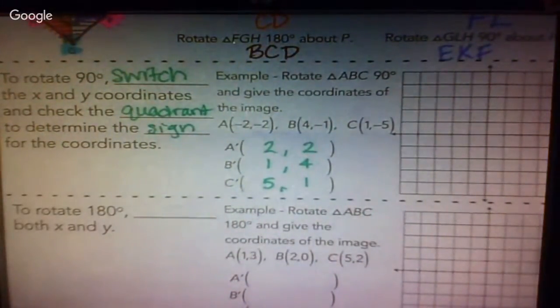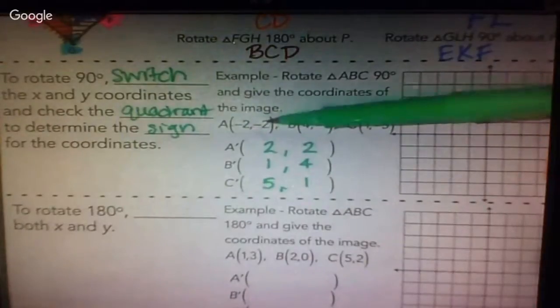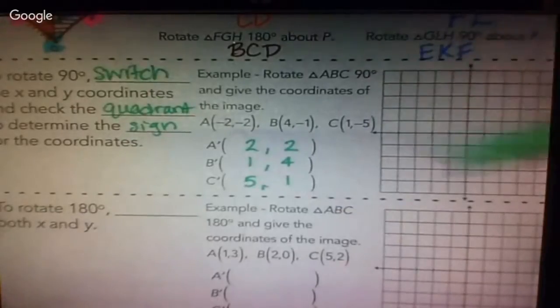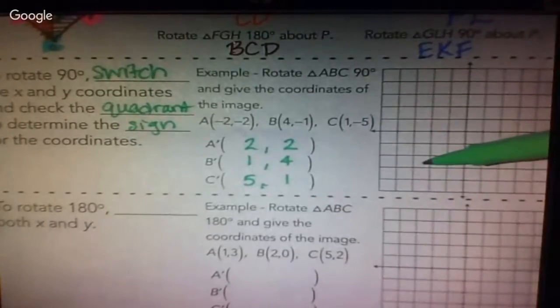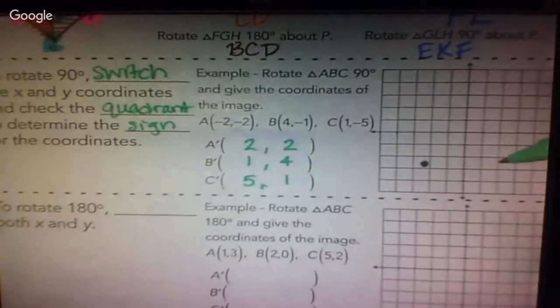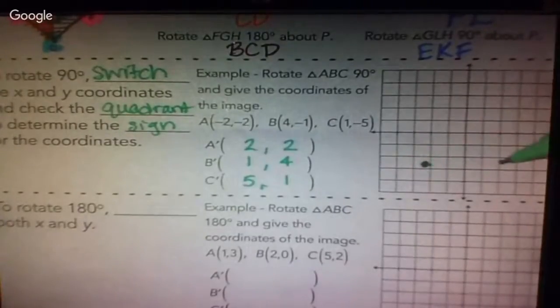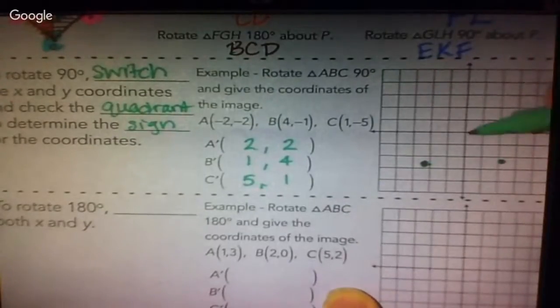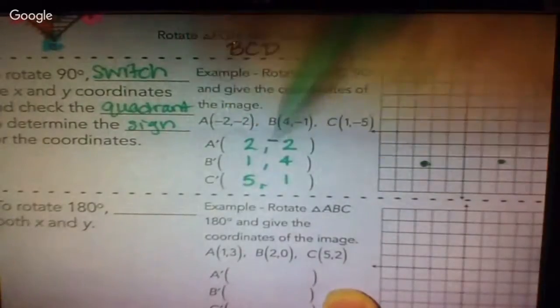You need to look at each point individually and figure out where it started and where it ends. If I'm negative, negative, I'm in which quadrant? Third. If I'm going 90 degrees, I go to 4. Remember, it doesn't tell you clockwise or counterclockwise, so it's always counterclockwise. So 3 goes to quadrant 4. If I'm in quadrant 4, my first number should be positive, and my second number should be negative.